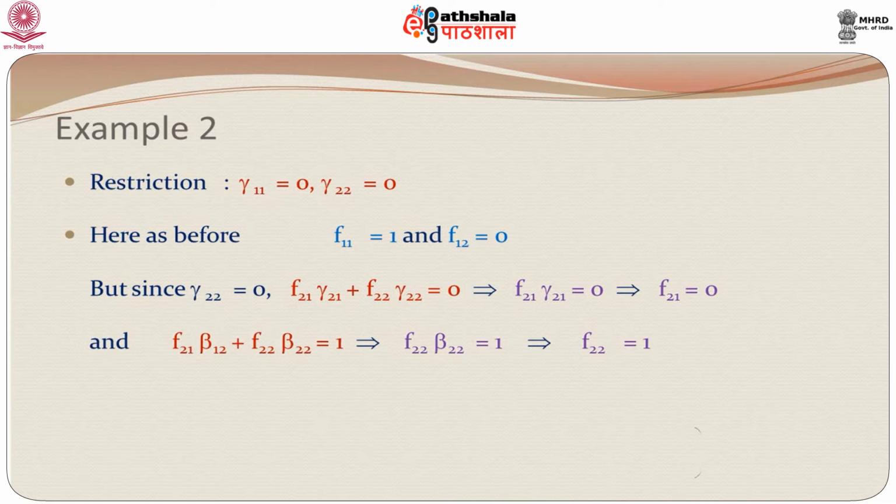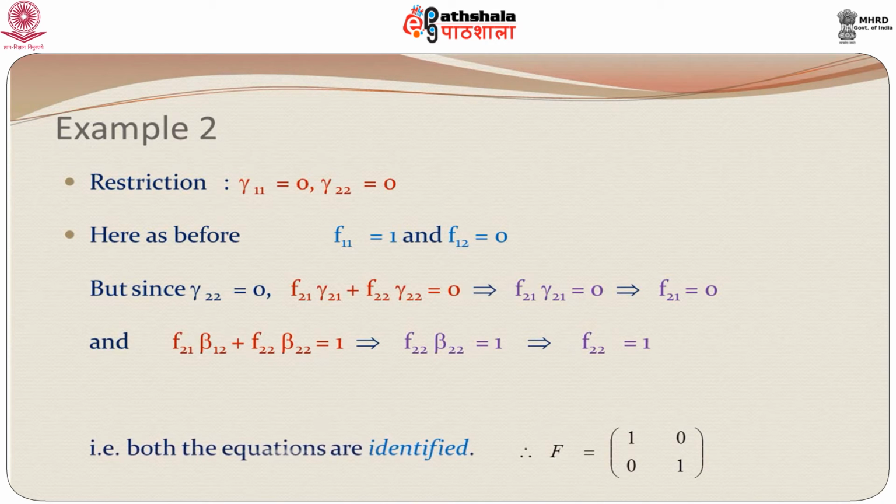Now use the condition that beta 22 is equal to 1 in A. This translates to F21 beta 12 plus F22 beta 22 equal to 1 in FA. And since F21 is 0, F22 times beta 22 must be equal to 1, and beta 22 being equal to 1, F22 is also 1. So putting all this together, we have F equal to the identity matrix of dimension 2, and hence we can say that both the equations are identified.